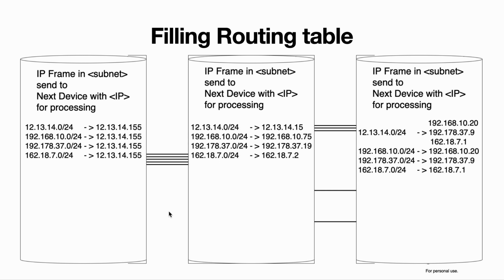More than that, we know that the left device can send traffic to the right device through the middle one. And on the left device, we can add routes to the right device through the middle one, 12.13.14.155. This is the IP of the interface in this subnet on the middle device. And we expect that the middle device knows what to do with those frames further. And it actually knows, because those are connected routes.